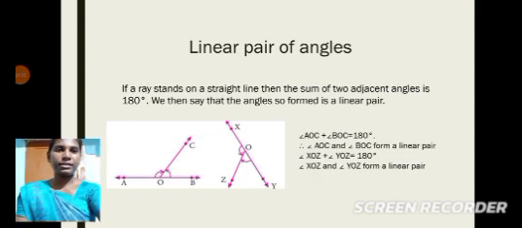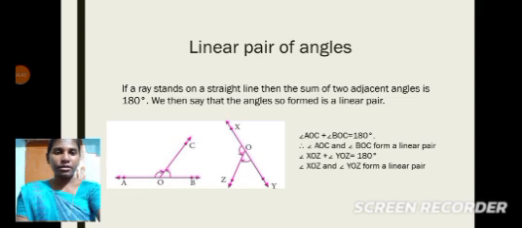Now the next is linear pair of angles. If a ray stands on a straight line, then the sum of two adjacent angles is 180 degrees. We already saw about the adjacent angle. An adjacent angle should have a common vertex and a common arm, and two non-common arms. So, if a ray stands on a straight line, then the sum of two adjacent angles is 180 degrees. We then say that the angles so formed are a linear pair.